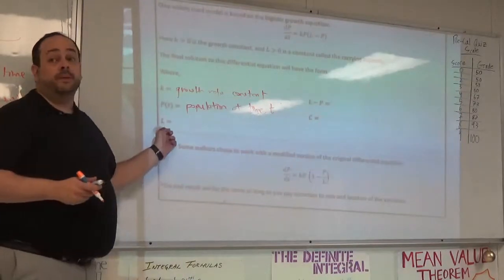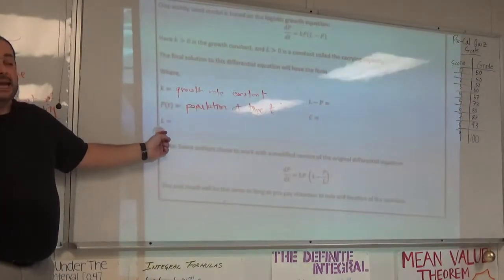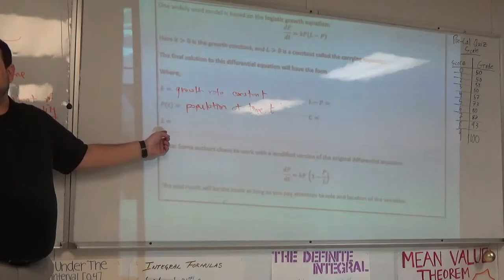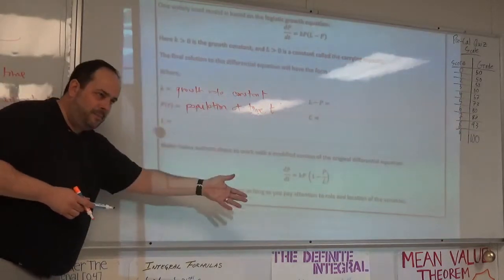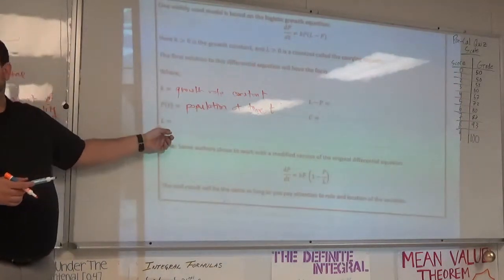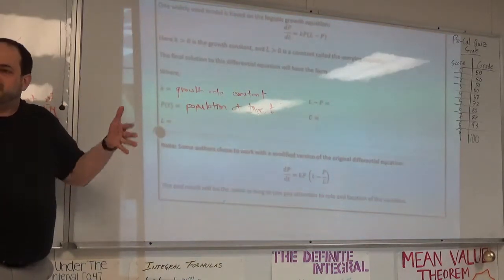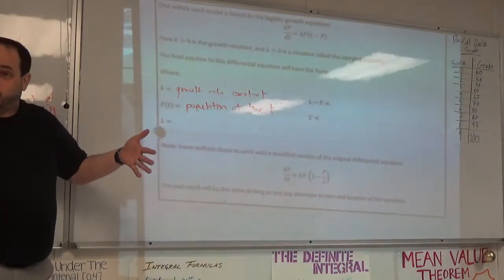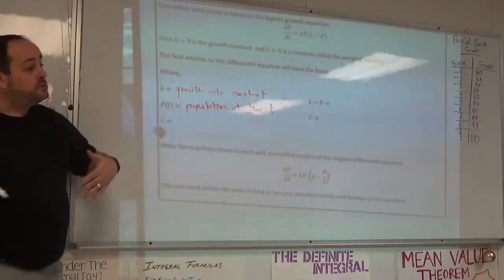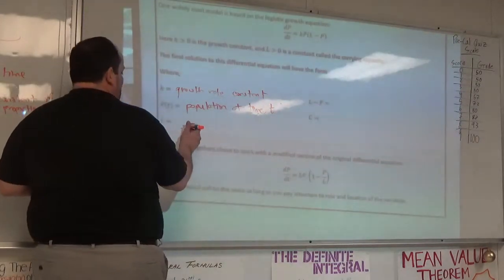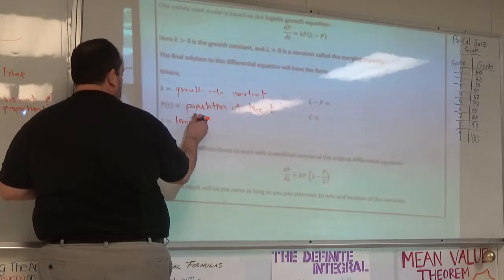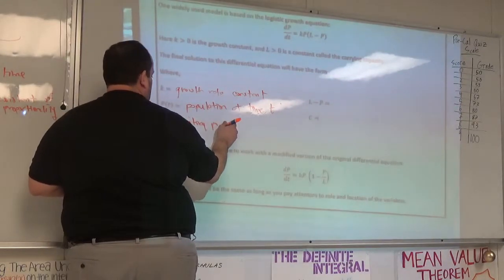L, this is a special one. It's your limiting capacity, or some people call it your limiting population. Others call it your carrying population. That means it's the most number of things you can support on your island, your enclosed environment. But I think L makes more sense because then you're going to think of this as limiting population.